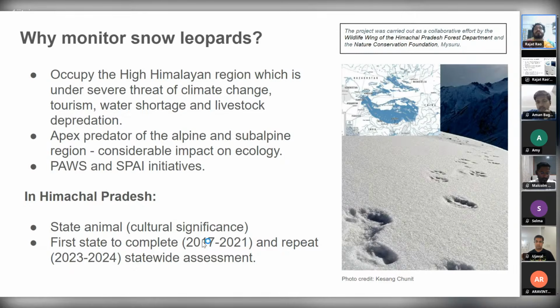The first one was done in 2017, and it took about 3 years to complete. But the second one, what I'm presenting now, happened only within a year. There was better planning for the second one. And this project was carried out as a collaborative effort between the Himachal Pradesh Forest Department and Nature Conservation Foundation.